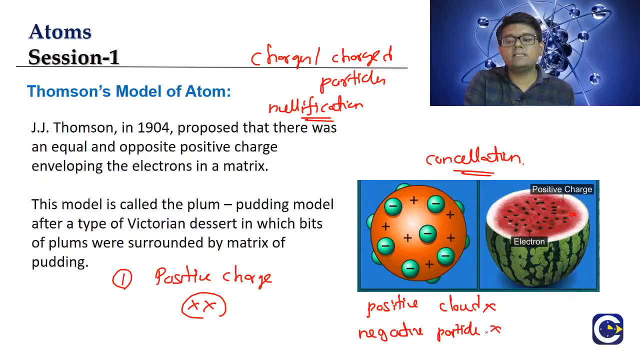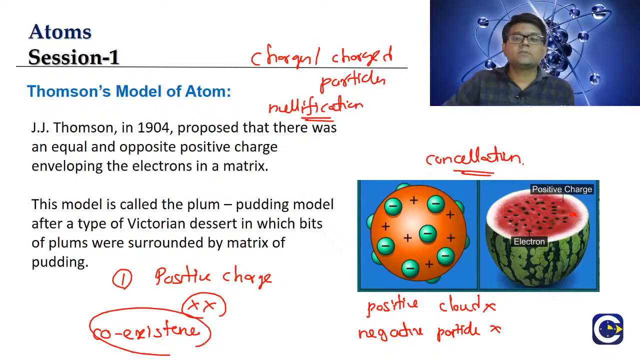Because they both are cancelling the charge. But atom, we are able to see it existing, because always we will see that there are negative particles and there is a positive part. So the coexistence of Thomson's model said about what? Coexistence of the positive and negative charge.